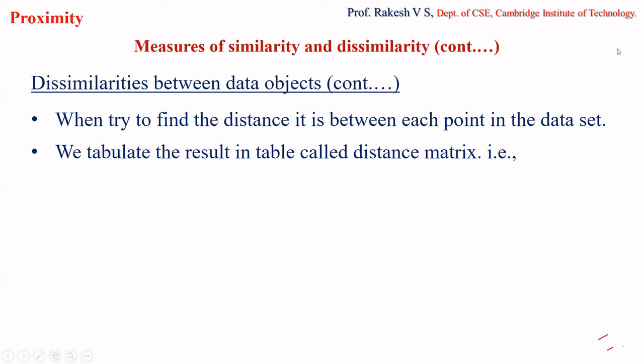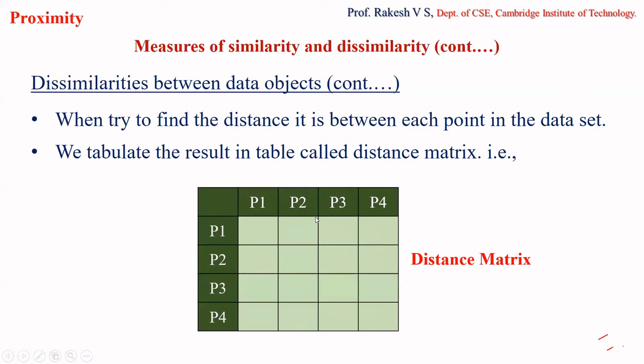When we try to find the distance, we find the distance between each point and tabulate it in the form of a table called a distance matrix, and your distance matrix will be something like this. So we will be finding the distance between P1 and P1, P1 and P2, P1 and P3, P1 and P4. Likewise, between each of the points present, we are going to find the distances. When I say distance, it can be L1, L2, or L infinity. Clear?